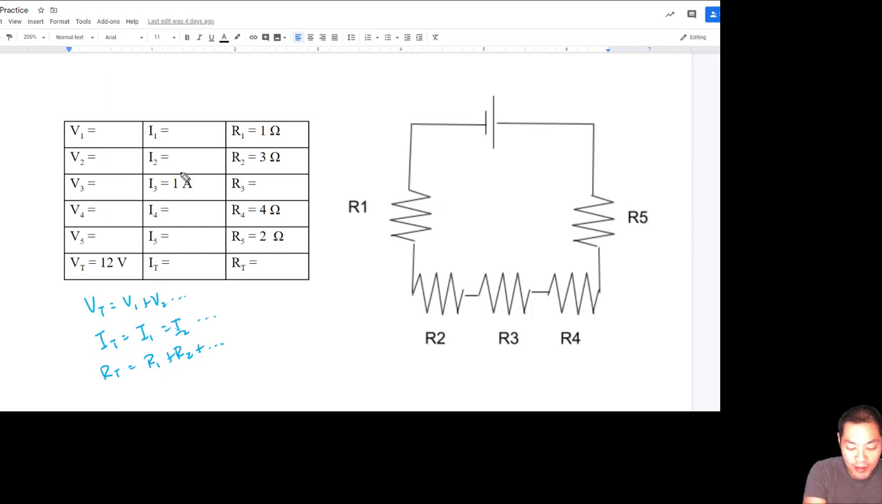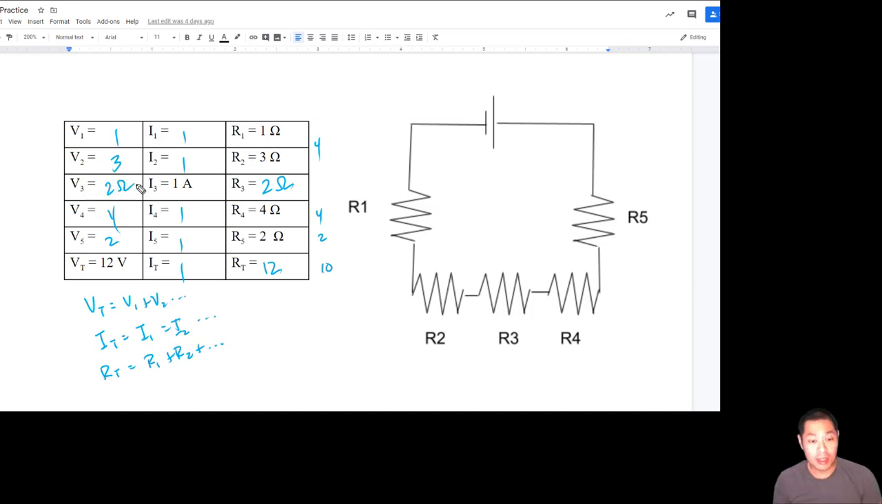Since we know that current is the same, if I give you 1, all these are 1. Then you know that this has to equal 12. I made the math easy. So now you know this is 1, this is 3, this one is 4, this one is 2. Now you could do a couple ways. You could add these and look for the missing one here or here. Either way will work. 1 plus 3 is 4, plus 4, plus 4, plus 2 gives us 10. So that means this one has to be 2. So 1 times 2 is 2. So that's kind of how you solve these. They're very simple in this case.